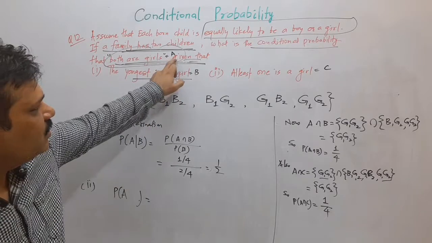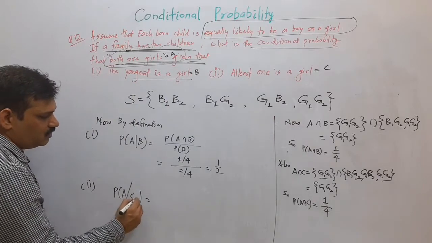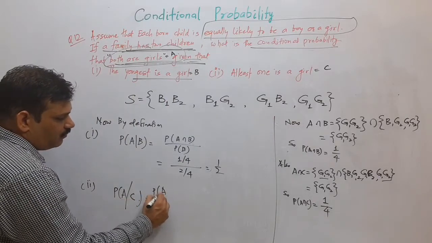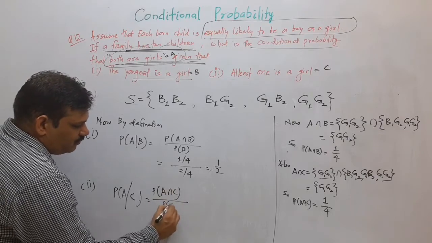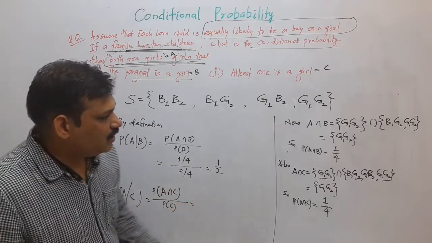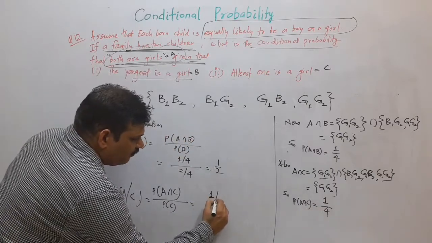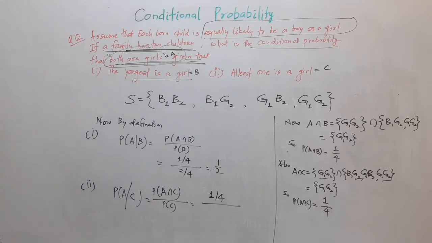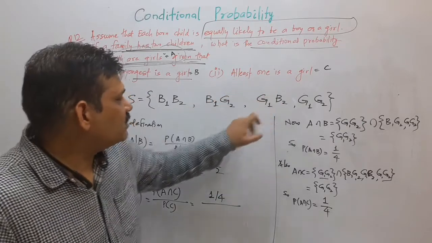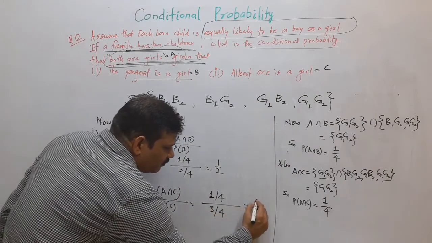Now for the second part, given that at least one is girl, that is A given C. Probability of A intersection C divided by probability of C. Probability of A intersection C here is 1 by 4, divided by probability of C. C means at least one is girl. There were 3 cases in favor.